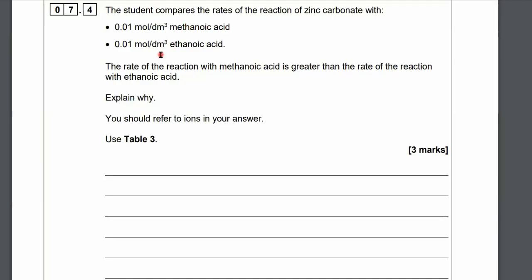Okay, 7.4. The student compares the rates of the reaction of zinc carbonate with 0.01 mol per decimetre cubed methanoic acid and 0.01 mol per decimetre cubed ethanoic acid. The rate of reaction with methanoic acid is greater than the rate of reaction with ethanoic acid. Explain why. You should refer to the ions in your answer.